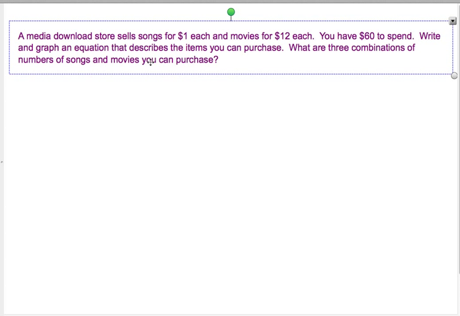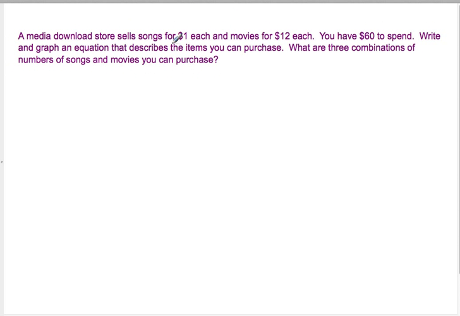Okay, before we get to the question, let's start with the equation and the graph. And we can do the equation first here. So we have songs that sell for $1, movies for $12. Let me highlight this important info. Songs for $1, movies for $12, and $60 to spend. But we don't know how many of each. So I'm going to make up some variables here. S is going to represent the number of songs that we can buy for $1, and M is going to equal the number of movies that we're going to buy.